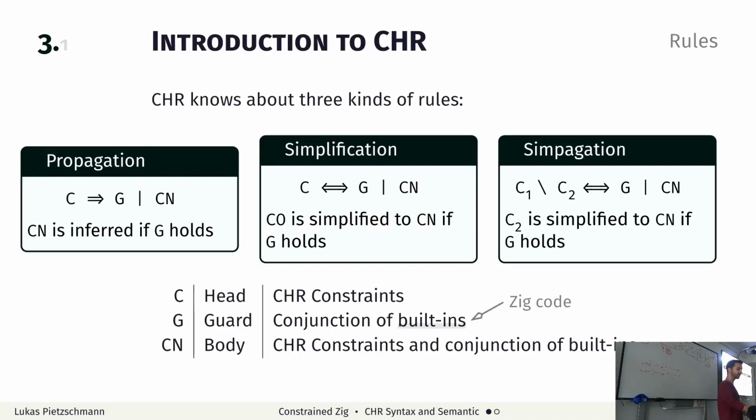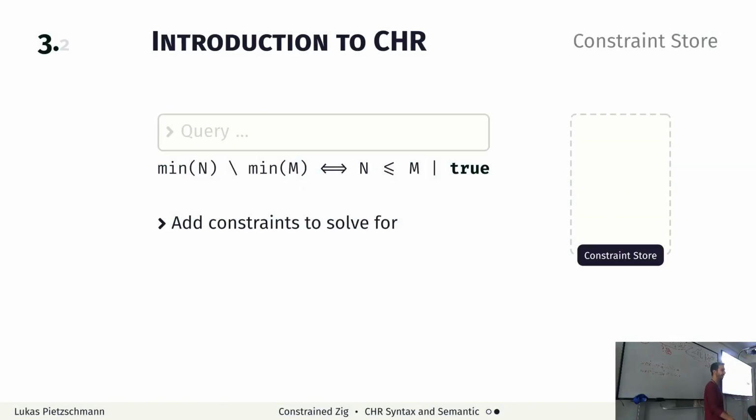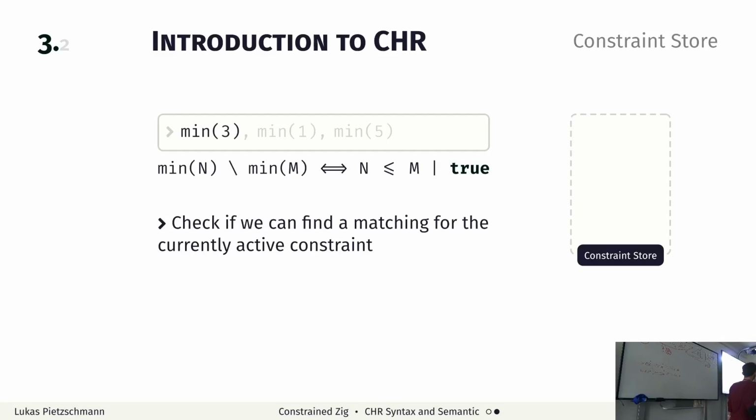I already told you some theoretical stuff, and you already have seen this example, but you didn't see how it actually works. So for that, we start with the following query. We want to determine the minimum of the numbers 3, 1, and 5. I hope it's obvious that 1 will be the answer, but how does CHR find that out? We start by adding constraints to solve for. So this is the query. I already added them. Next, we just go through them from left to right.